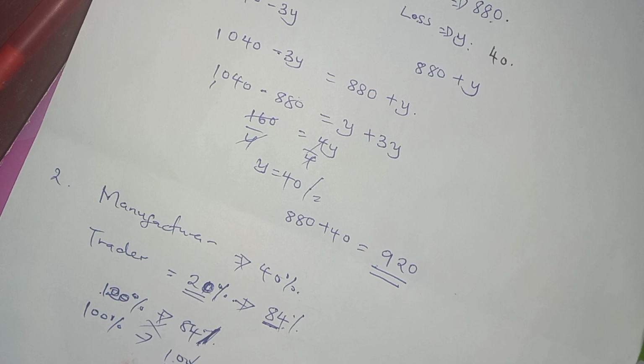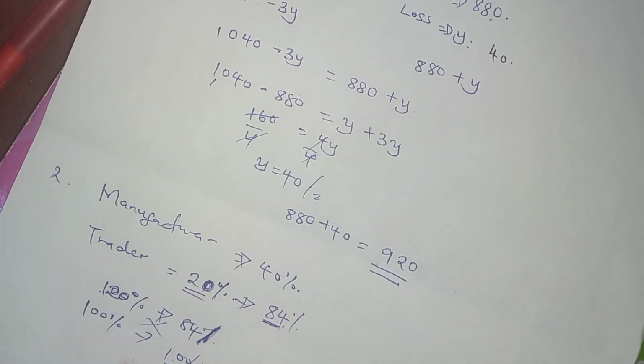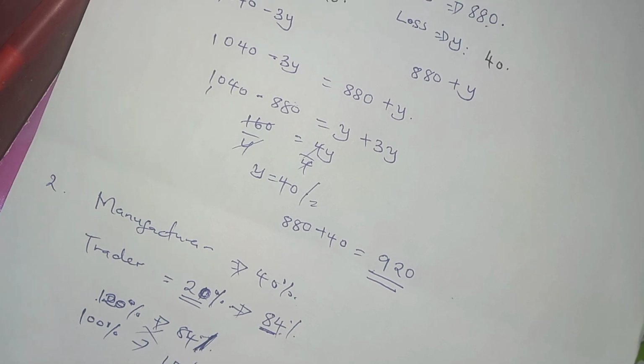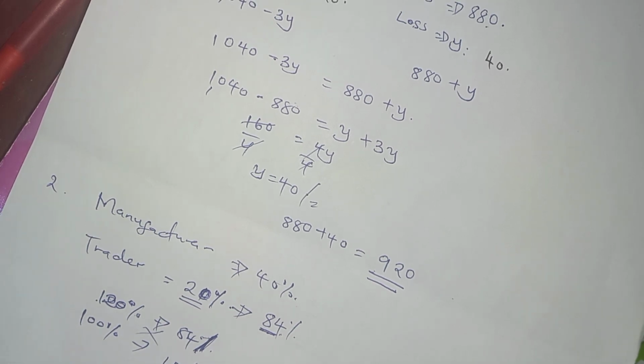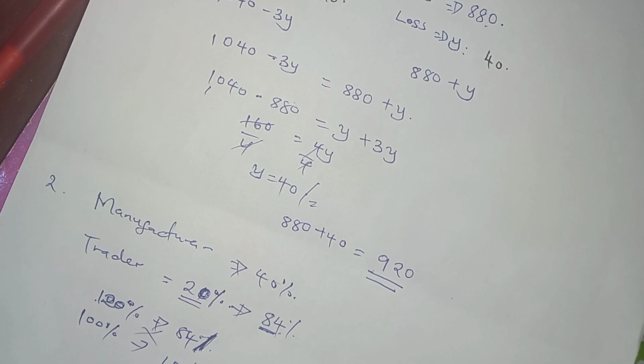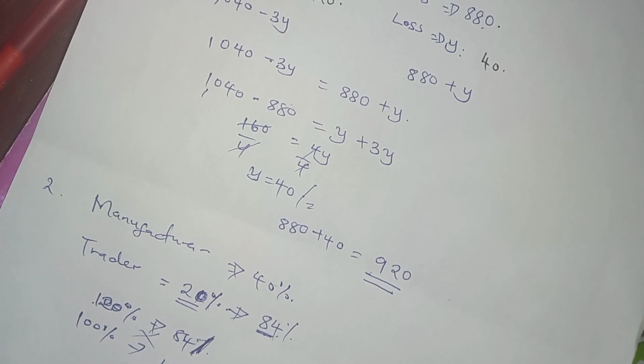840 shillings divided by 12 will be 70. So this trader bought this bottle of fruit juice from the manufacturer at 70 shillings. That one will make this 70 shillings the selling price of the manufacturer.